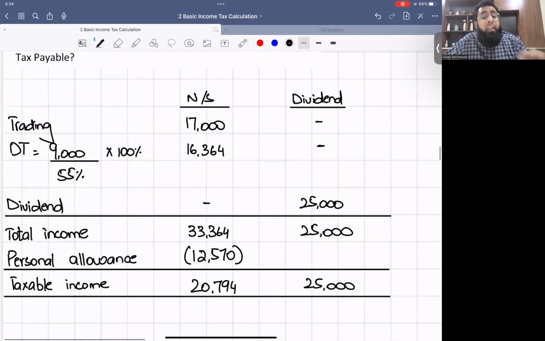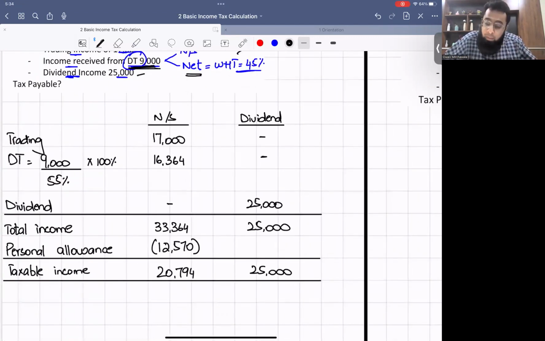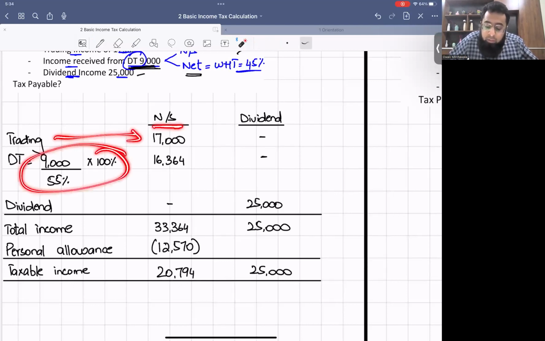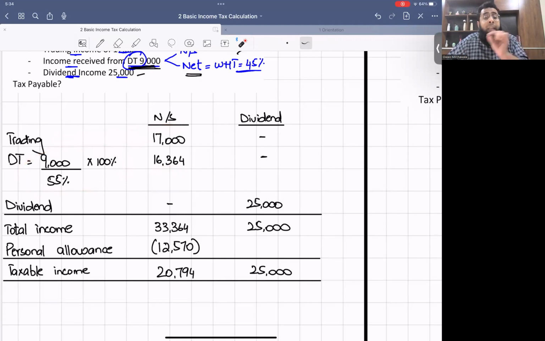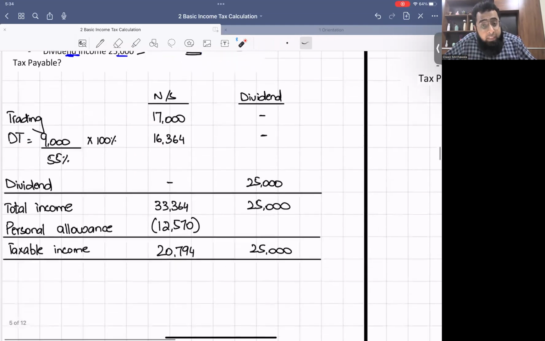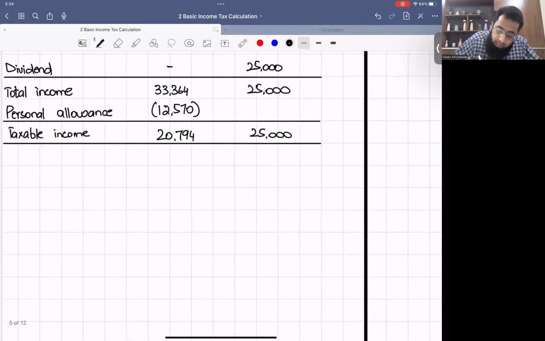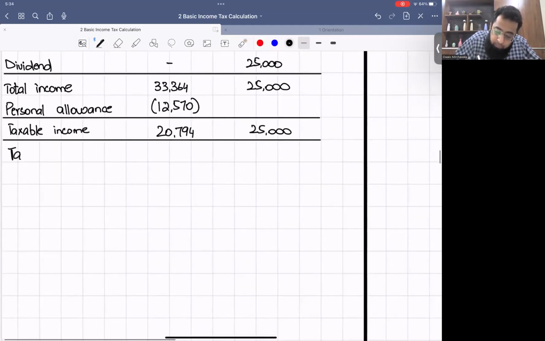What I believe is that I haven't done anything new. Trading income goes in non-saving. Discretionary trust is grossed up. 9,000 was the net amount, 45% withholding, so divided by 55, multiplied by 100. And then we have dividend. Total income, personal allowance, to arrive at the value of taxable income. Let's calculate tax on it.